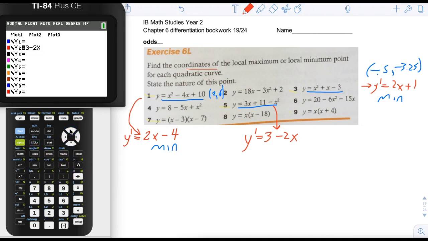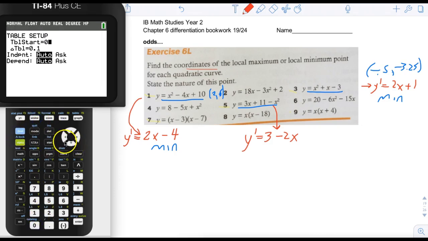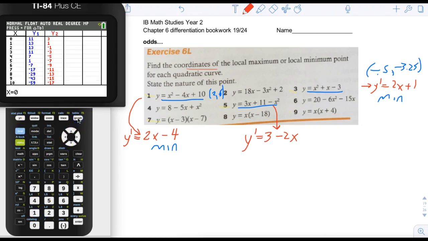And for the blue function, we're going to put 3x plus 11 minus x squared. And then I'm going to look at these at the table. Oh, and I forgot to change it back to step size plus 1, but I can do that by doing second table set, 0, 1. And now I'm going to do second table again.